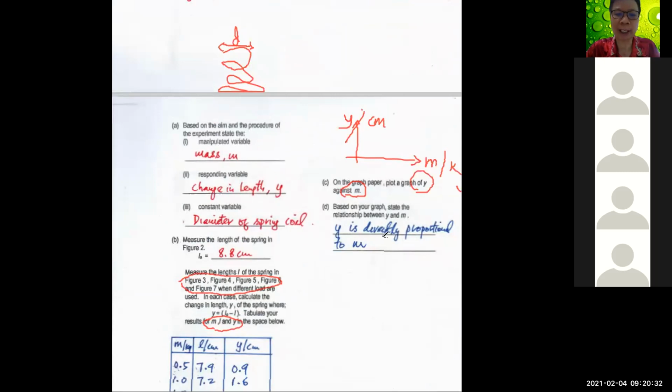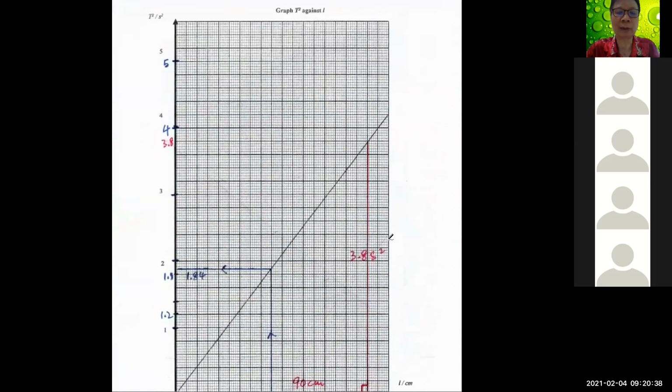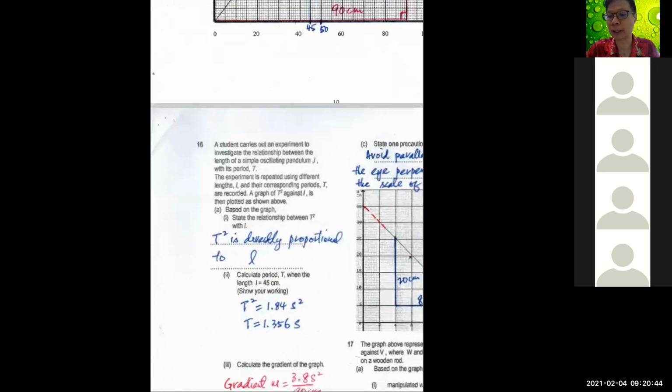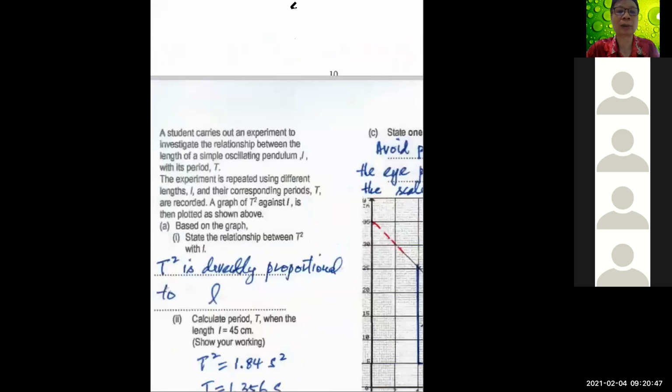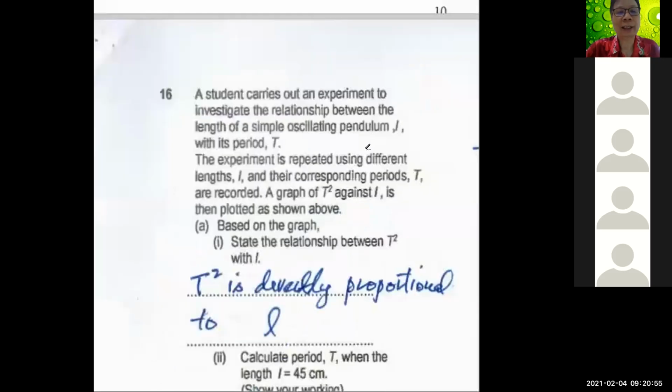Okay, we still have another 10 minutes. I want to continue. Last question. Not last, one more. I make it bigger first. Question 16. A student carries out an experiment to investigate the relationship between the length of the simple oscillating pendulum, the length of the thread, L, and the period of oscillation T. The experiment is repeated using different lengths and a graph is plotted. Now the graph is here.